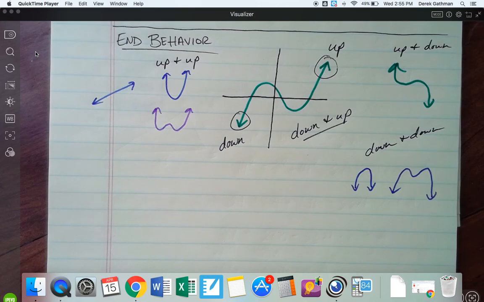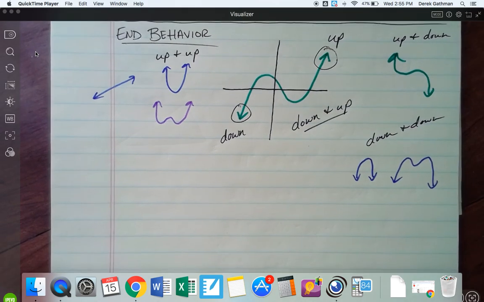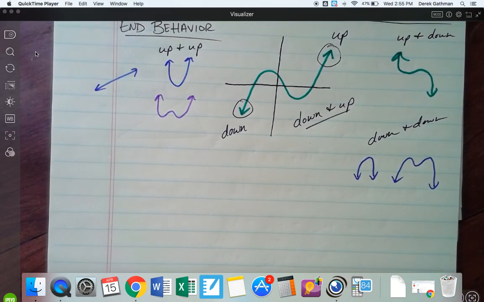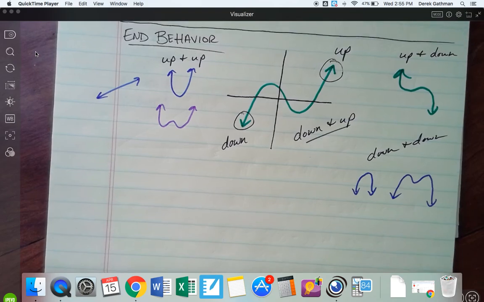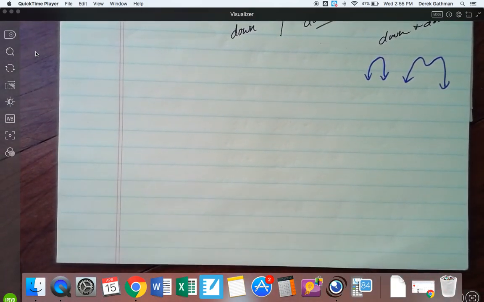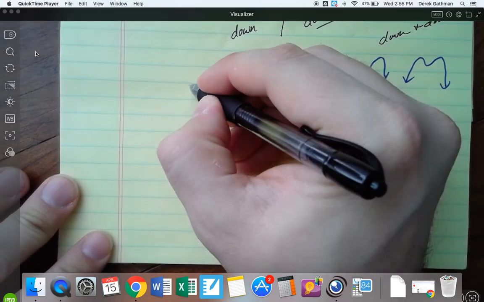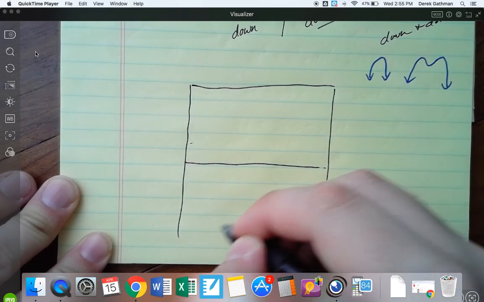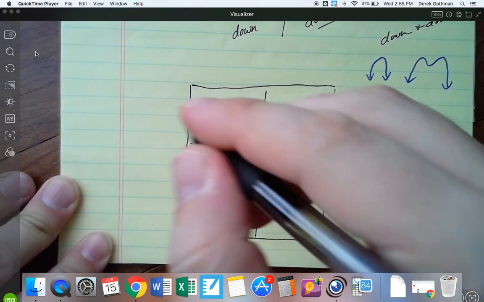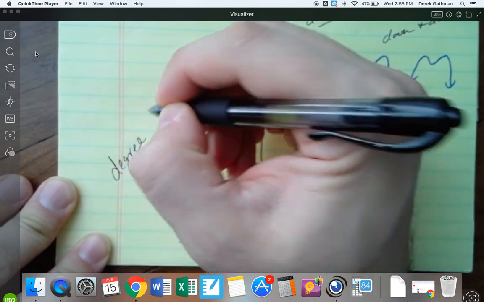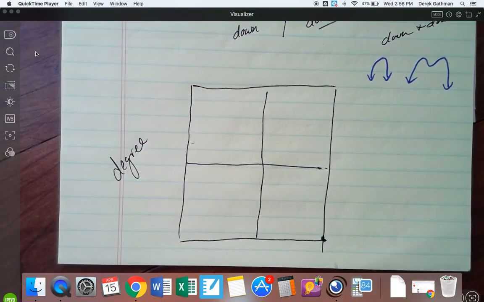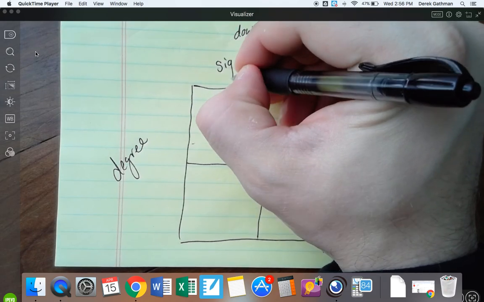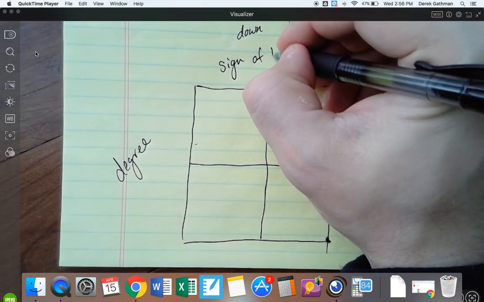What you need to be able to do is identify what kind of end behavior your function is going to have. And so we can look at two different things. I'm going to create a little table here for you just to make this a little bit easier. We're going to look at two things. We are going to look at the degree of your function, and we are going to look at the sign of your highest term.